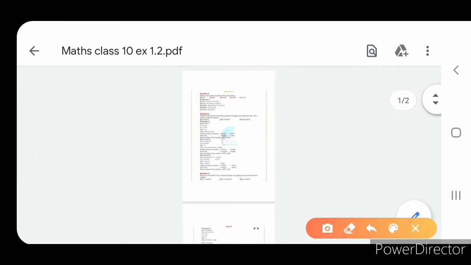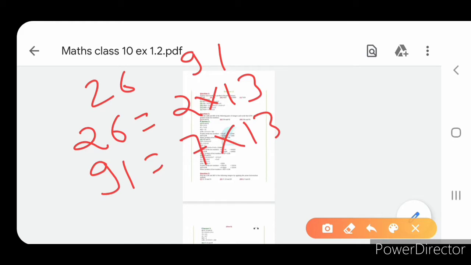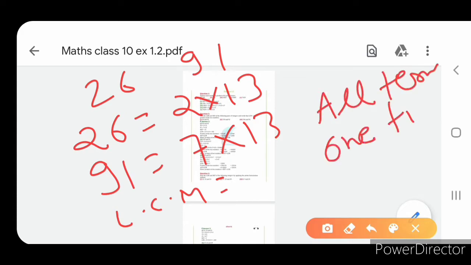So take the example 26 and 91. Firstly make the prime factors of 26. This will be 2 into 13, and make the prime factors of 91. That will be 7 into 13. Now when we find LCM, listen to me carefully. In LCM we have to write all terms one time and maximum power. All terms one time and maximum power.